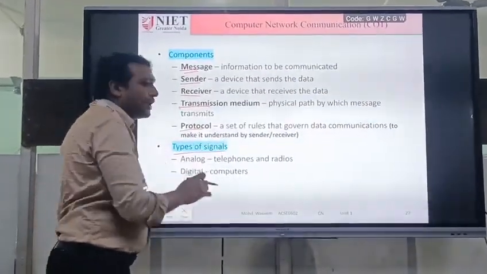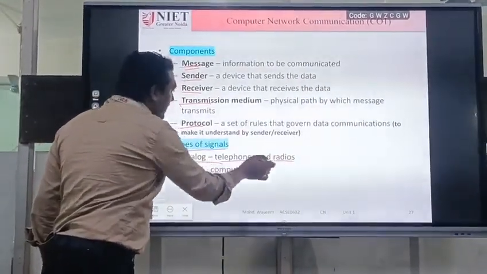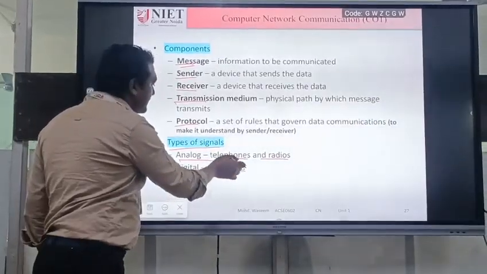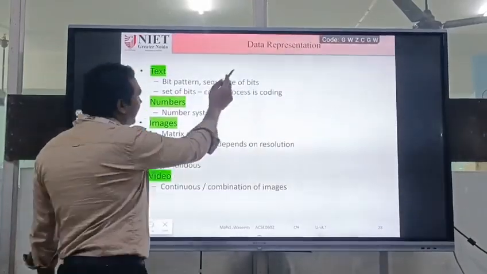Types of signal. There are basically two types of signal. First one is the analog signal, which is used in telephones and radio waves. And in the digital signal we have computers. So these are the two types of signals we have studied.